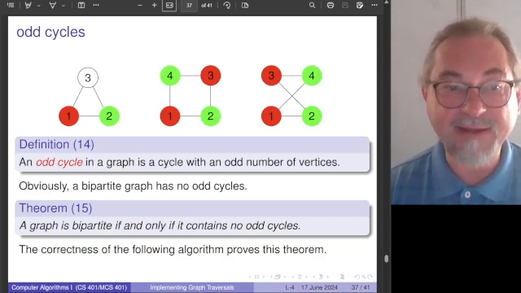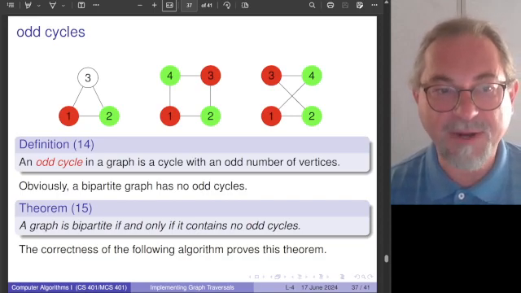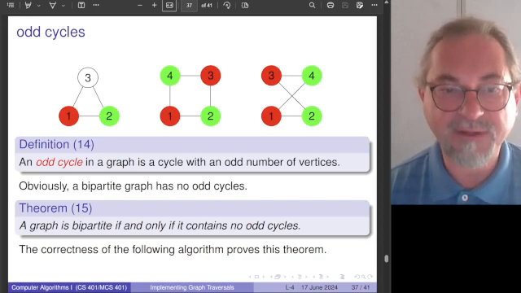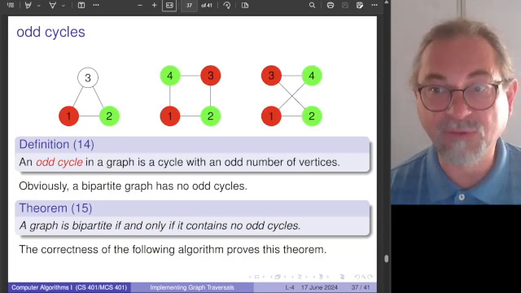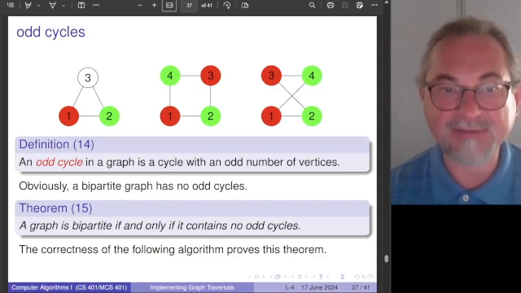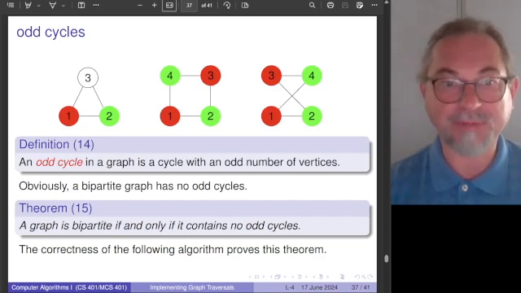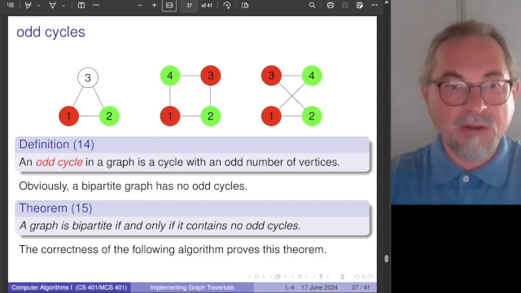So we have a characterization of a bipartite graph. A bipartite graph doesn't have any odd cycles, and a graph with no odd cycles is bipartite. So this is a characterization of a bipartite graph. So the if and only if. All right.